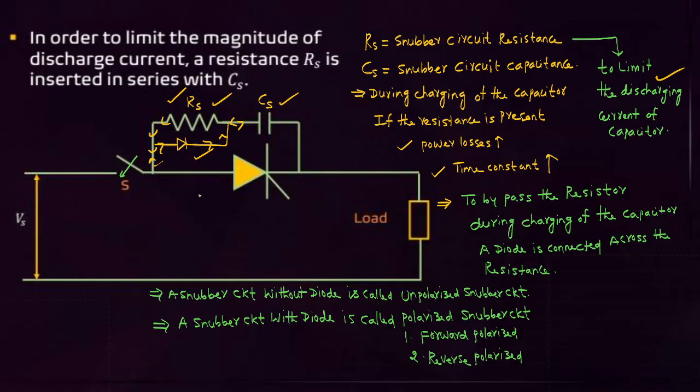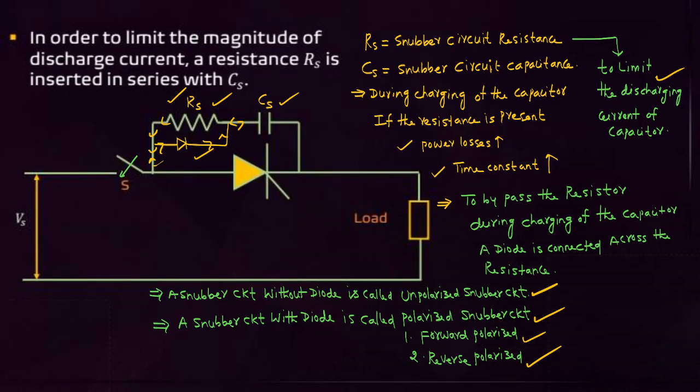Here there are two types of snubber circuits. Snubber circuit without diode connection: in some snubber circuits we don't use a diode. That is called an unpolarized snubber circuit. Snubber circuit with a diode is called a polarized snubber circuit. These polarized snubber circuits are again forward polarized to protect from forward dV by dt, and reverse polarized to protect the SCR from reverse dV by dt.